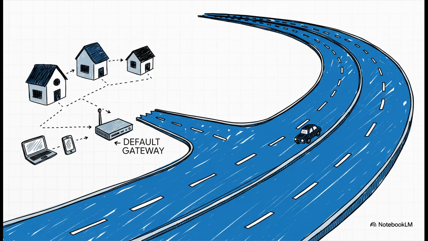So how does this all relate back to your own computer? See, your laptop doesn't have a map of the entire internet. That would be insane. It just needs to know one thing: the address of its default gateway. That's just your local router, the Wi-Fi box in your living room, and it's the on-ramp to the rest of the internet for all your devices.